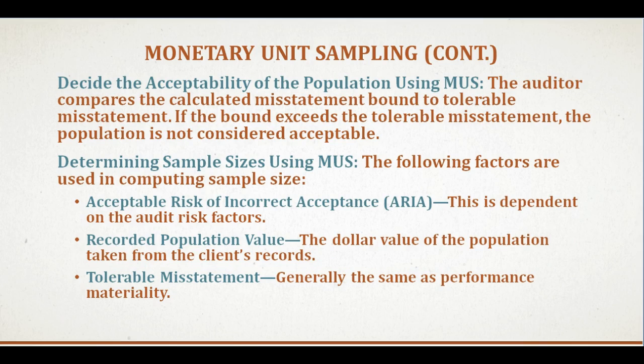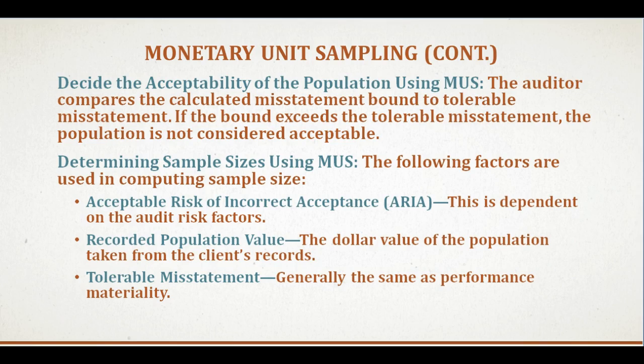When using monetary unit sampling, the auditor decides the acceptability of the population. The auditor compares the calculated misstatement bound to the tolerable misstatement. If the misstatement bound exceeds the tolerable misstatement, the population is not considered acceptable by the auditor.